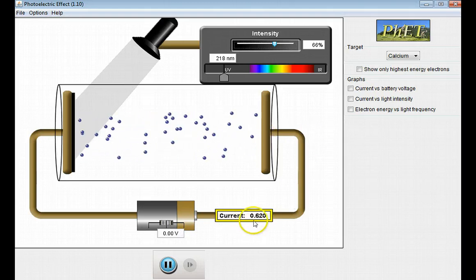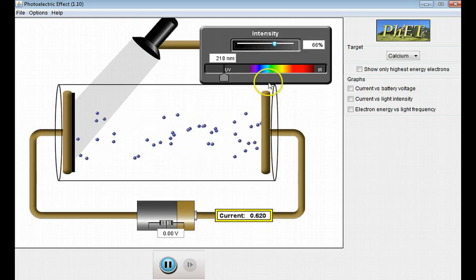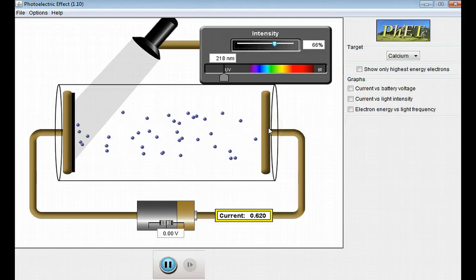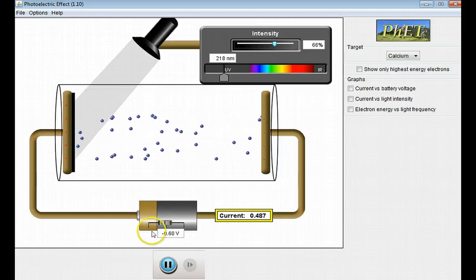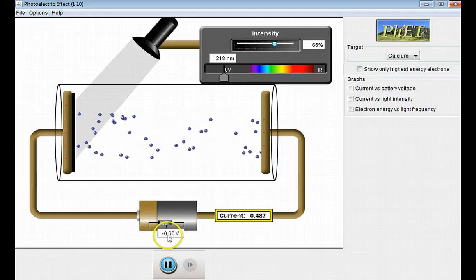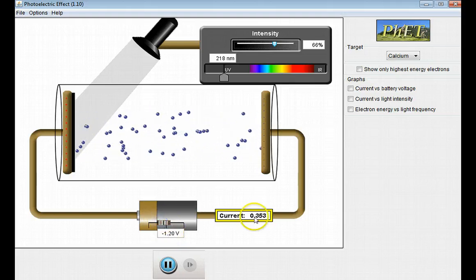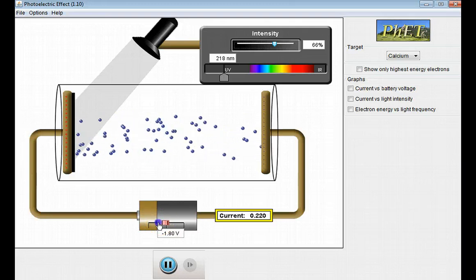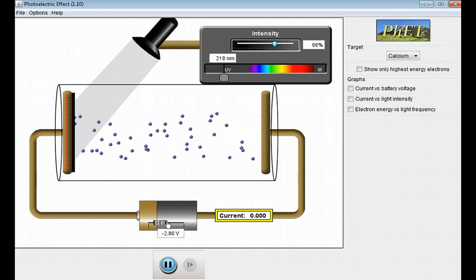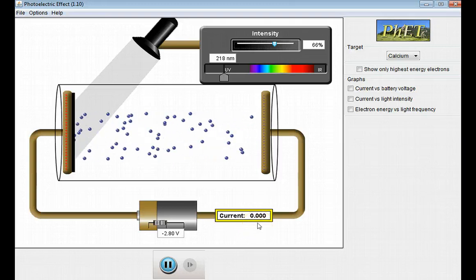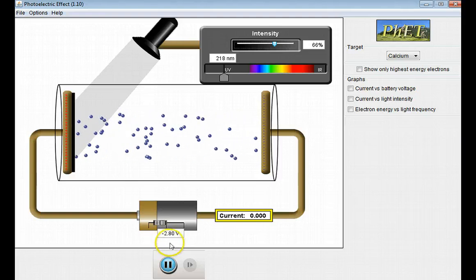You can see that there's a current being registered here. So what we're going to do is make this collector plate negatively charged by reversing the potential of this battery. So I'm going to switch it over here, and you can see I now have a negative potential. As I increase this negative potential, you'll see the current lowering and lowering until eventually I get to a current that is zero. And when I get to that zero current, I've reached what we call the stopping potential.